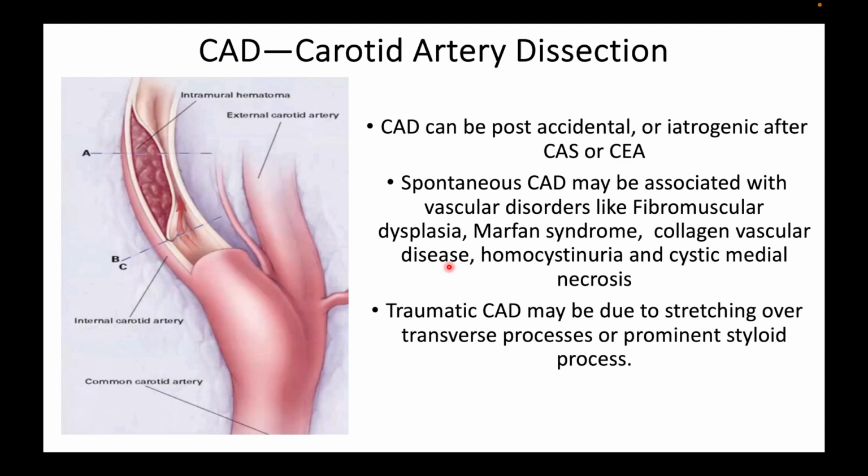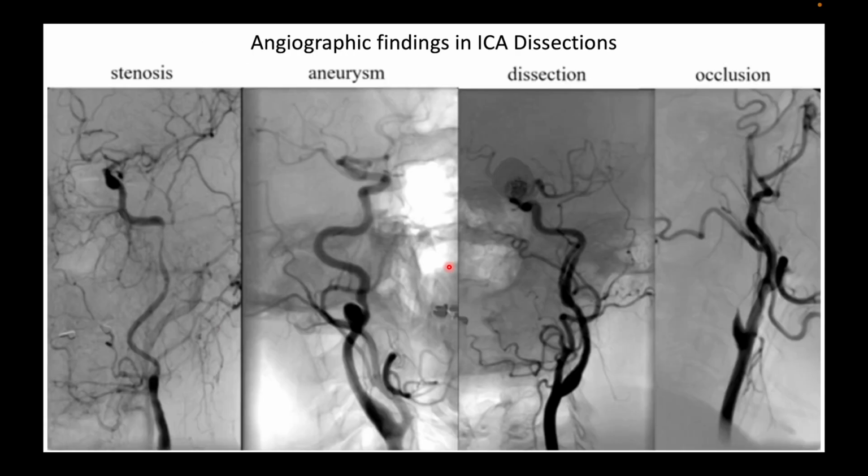Then there is another entity called carotid artery dissection. It can be post-accidental or iatrogenic after carotid artery stenting. Spontaneous carotid artery dissection may be associated with vascular disorders like fibromuscular dysplasia, Marfan syndrome, collagen vascular disease, homocystinuria, cystic medial necrosis. Traumatic carotid artery dissection may be due to stretching over the transverse process or a prominent styloid process.